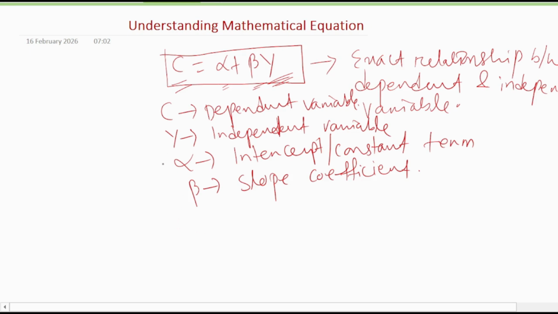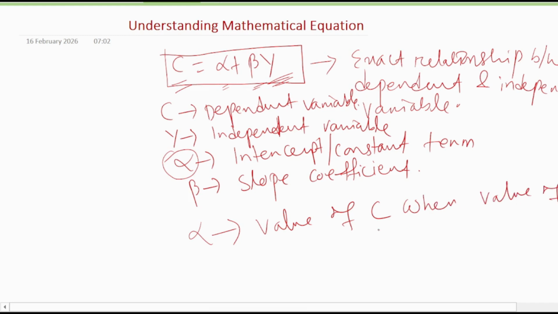Now what is the meaning of alpha here? Here alpha is the value of C when the value of y is 0. Okay, if we take the value of y equal to 0, beta into y will be equal to 0. So the value of C will be equal to alpha. So it is called the constant value or the intercept value.